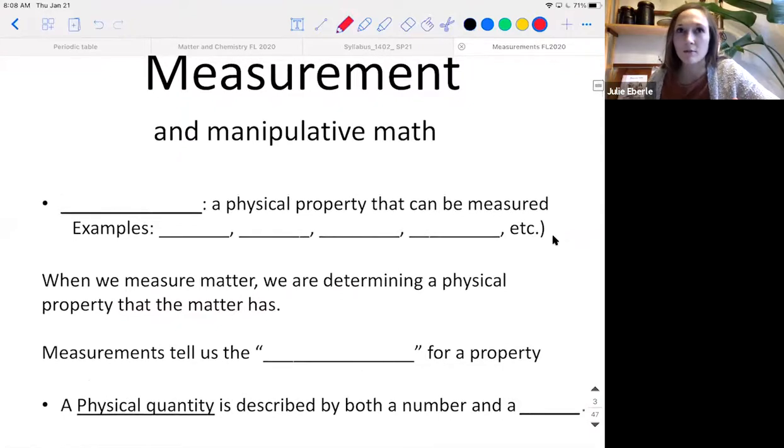We talked in the video Tuesday, I shared that chemistry is the study of matter. And when we're studying matter, there's different properties that we can look at. And I gave some examples of those properties. Some examples that we had were mass, length.